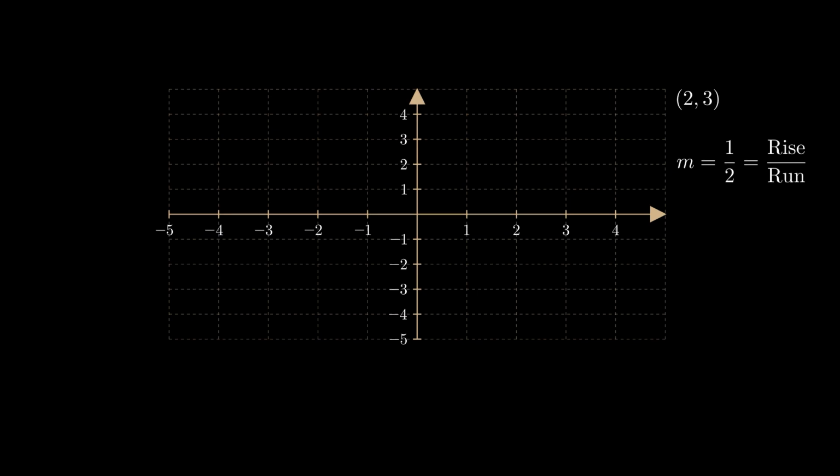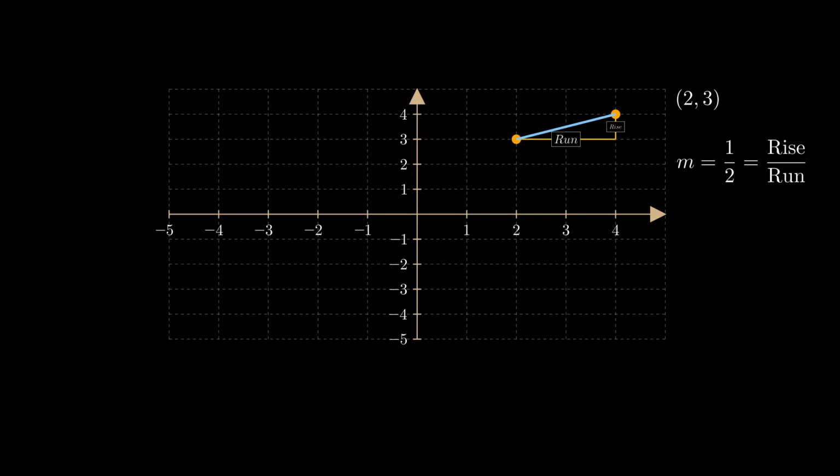We start by first plotting the point on the graph. Next, we draw a horizontal line of length 2 from the point, which is the run. And then from the end of the horizontal line, we draw a vertical line of length 1, which is the rise. The end of the vertical line gives us the coordinates of the second point on the line, which is (4, 4) in this case. Finally, we draw a line connecting the 2 points on the graph.